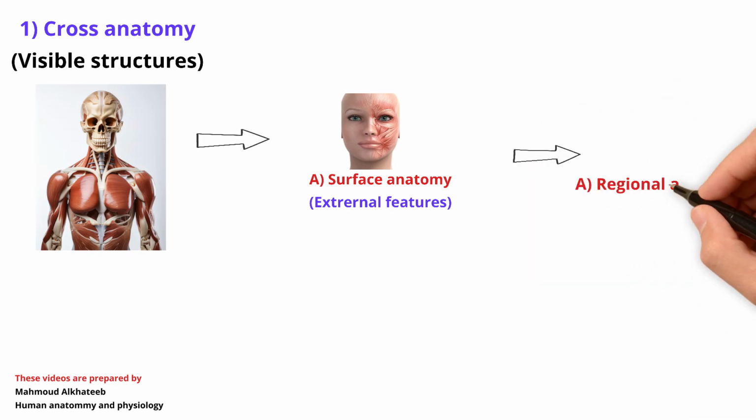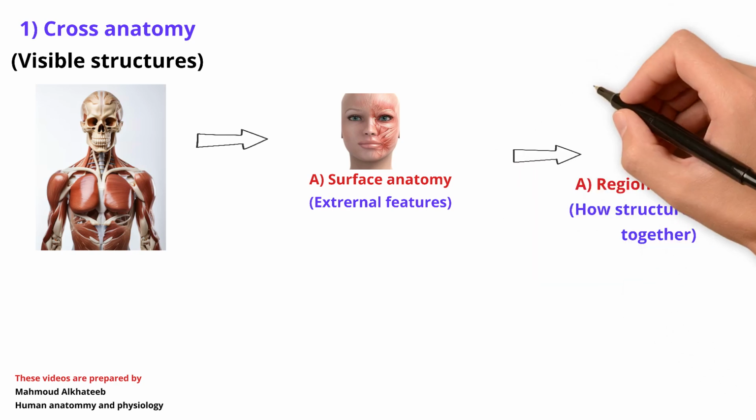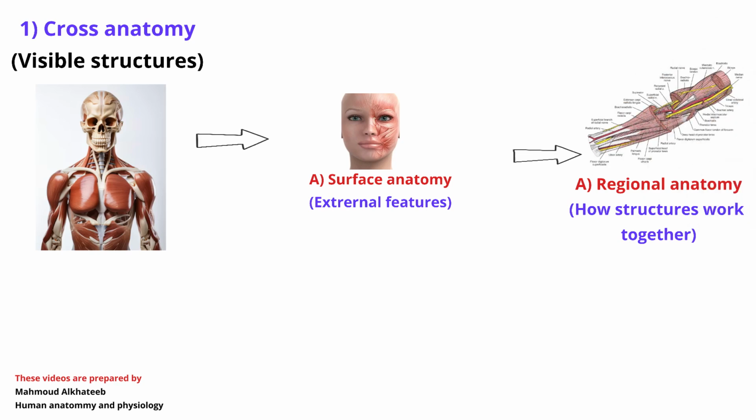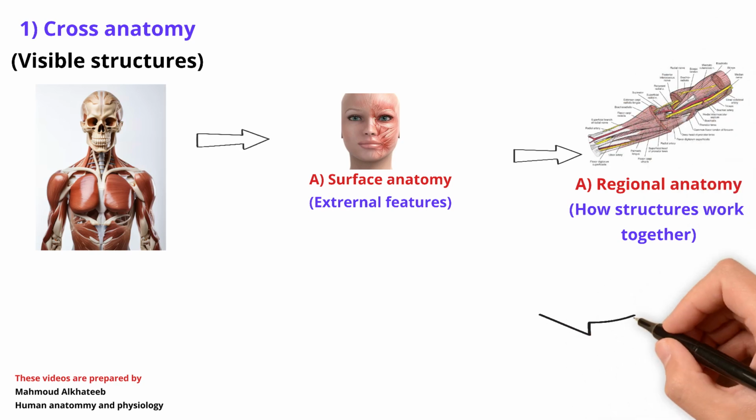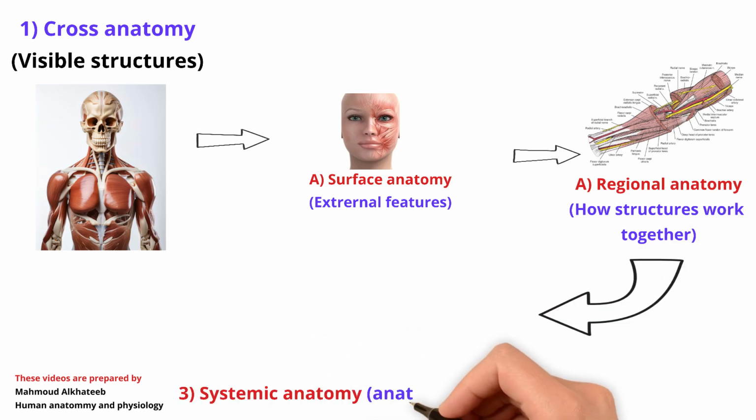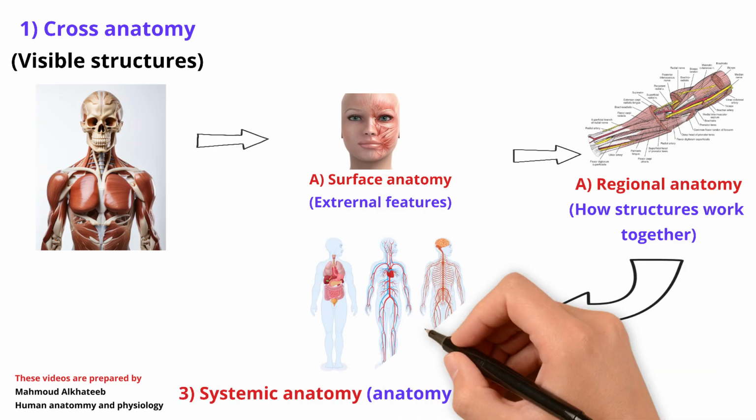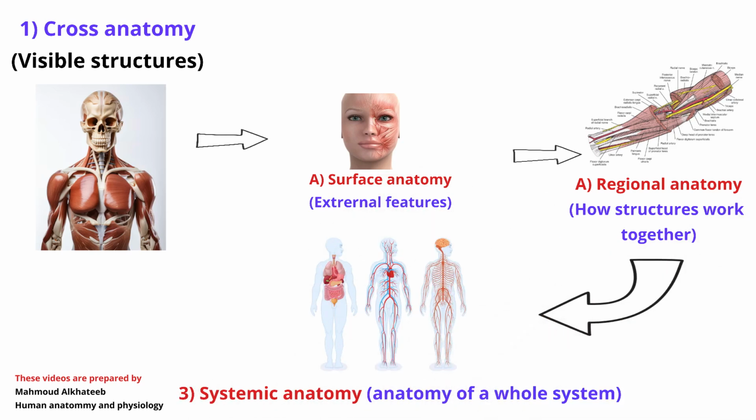Regional anatomy studies how structures work together in specific areas of the body. For instance, the muscles, bones, and nerves in your forearm work in harmony to allow movement. Systemic anatomy examines entire organ systems. The cardiovascular system, for example, looks at the heart and blood vessels, and how they work together to circulate blood throughout the body.